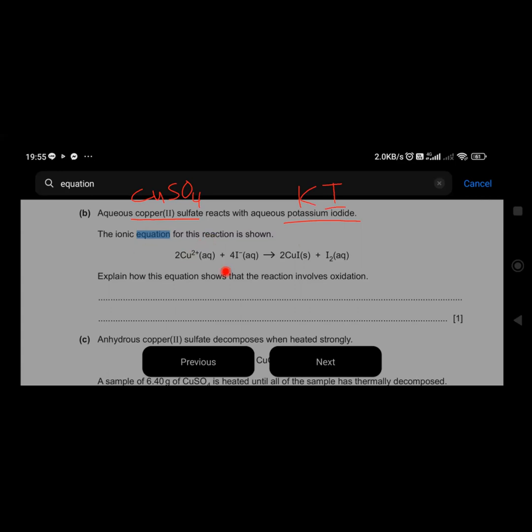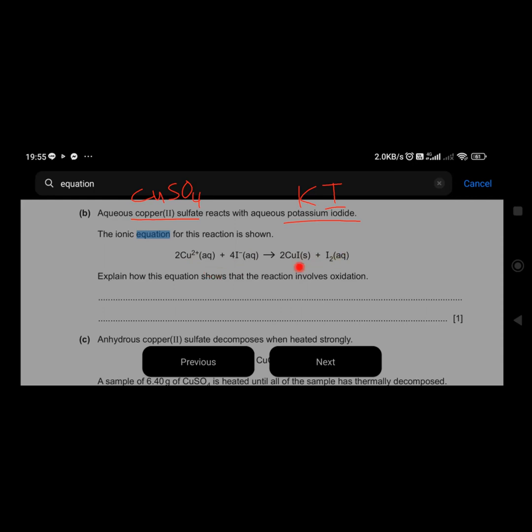Copper 2 plus and iodide ions. They have given the ionic equation already: copper iodide and iodine form, because it's a solid forming reaction. This is a solid formed newly, but there are two things forming here. You are usually not supposed to memorize this kind of reaction, so they have given it. If you're not supposed to learn it in your syllabus, they give that equation and still ask you the question.